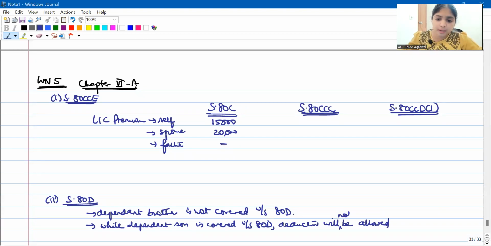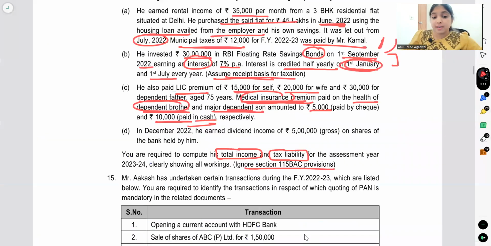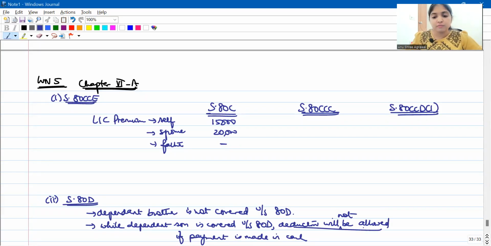Deduction will not be allowed if payment is made in cash. Here for son, we have paid in cash. So deduction will not be allowed if payment is made in cash. So total 80D deduction will be 0. I will get no deduction at all.